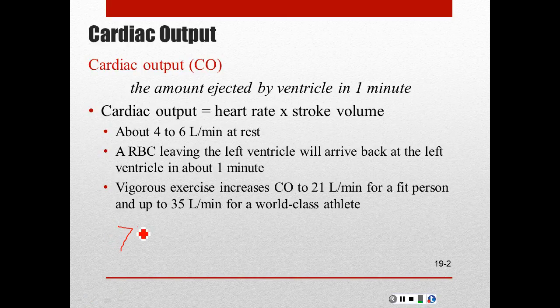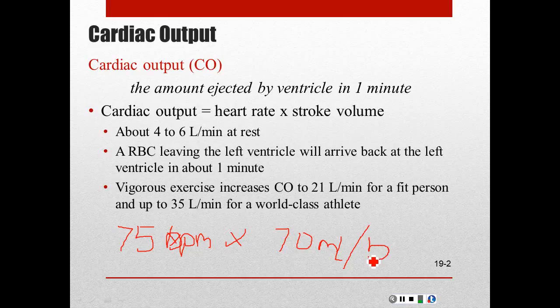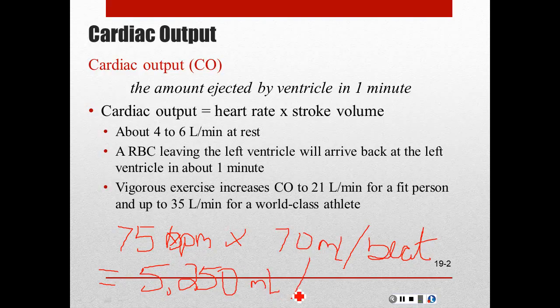Our 75 beats per minute times our stroke volume, which is 70 milliliters per beat, will give us a total volume of cardiac output of 5,250 milliliters per minute.